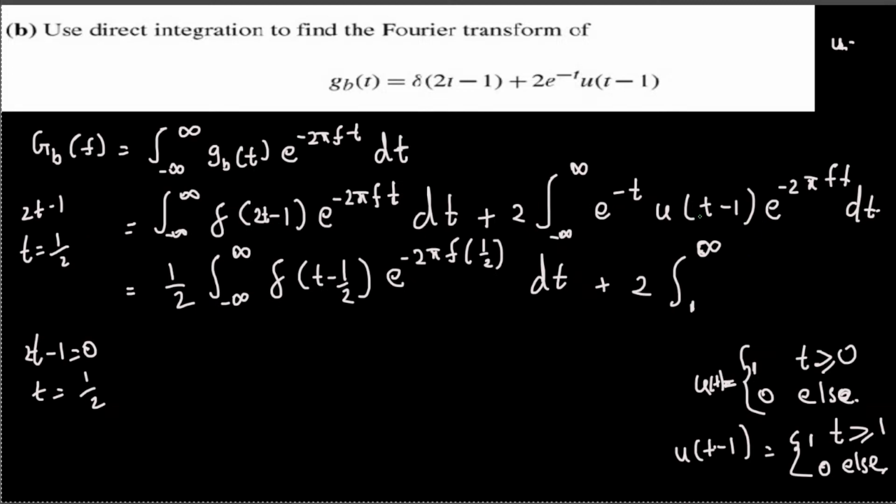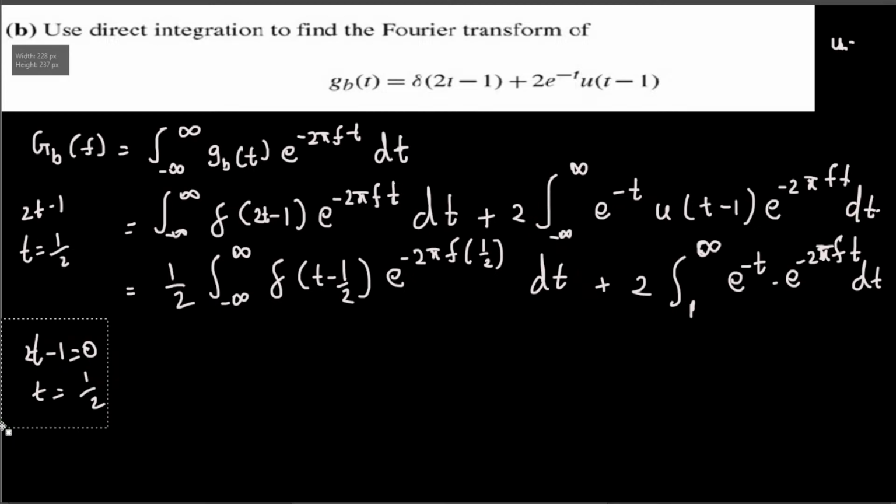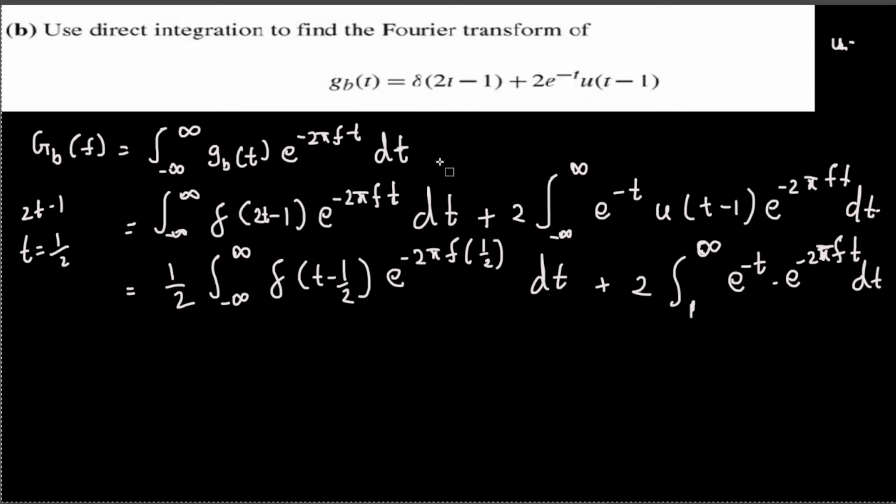And once we do that, then unit step function is just 1 over there, so we can just put 1, or we can just multiply by 1. Anything multiplied by 1 is going to be itself. So this is 1 to infinity, and then e power minus t multiplied by e power minus 2 pi f t dt. Okay, so let's continue here.